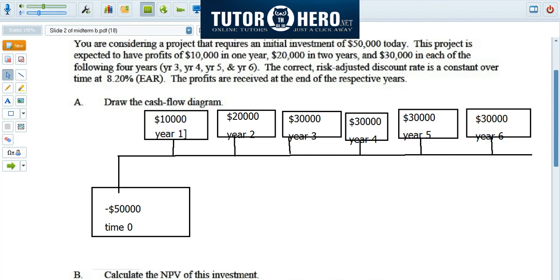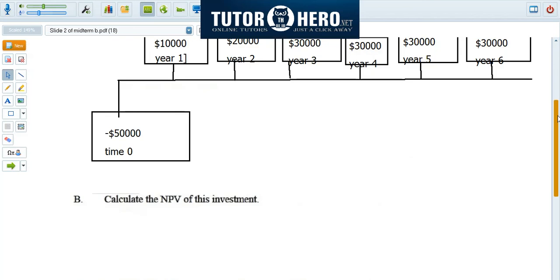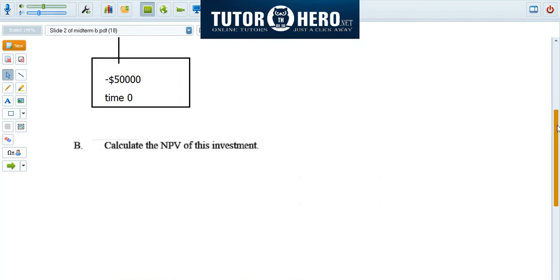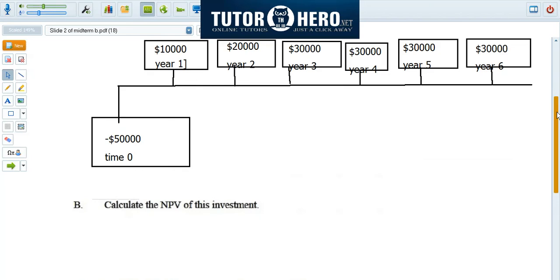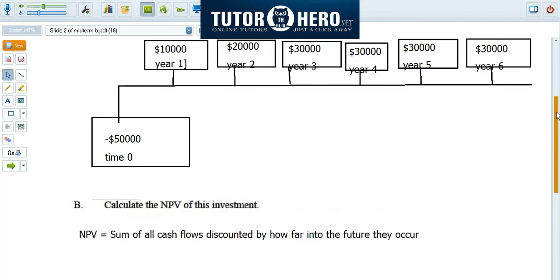And obviously, we produced the cash flow diagram first so that we could understand how to do that. So I'm going to write out a formula here, and it's not going to look very formulaic. It's just going to tell you basically what net present value is. So net present value is the sum of all cash flows discounted by how far into the future they occur.